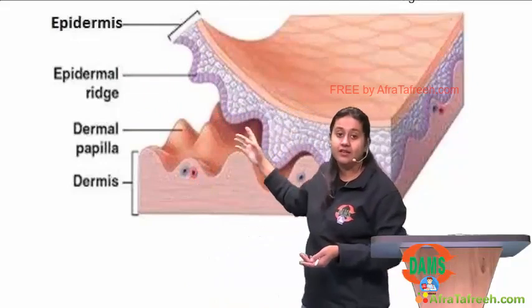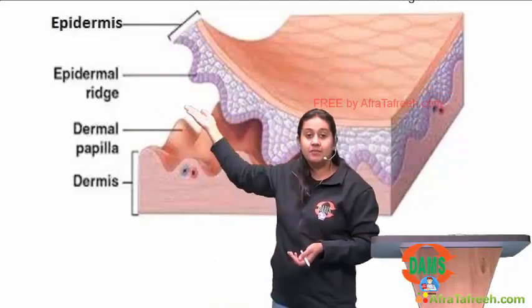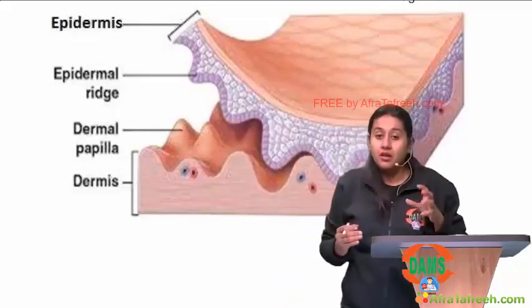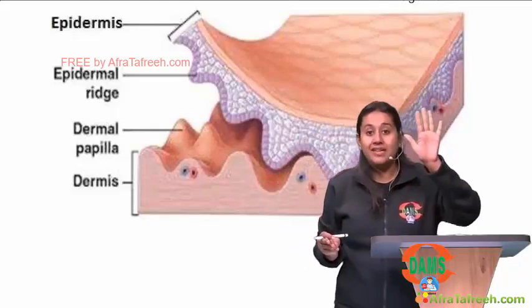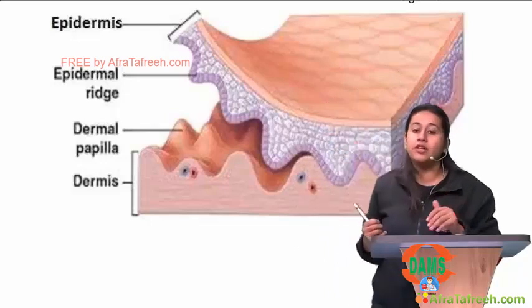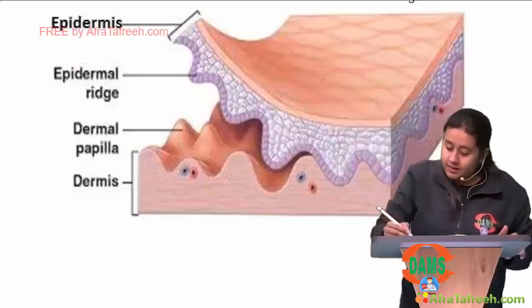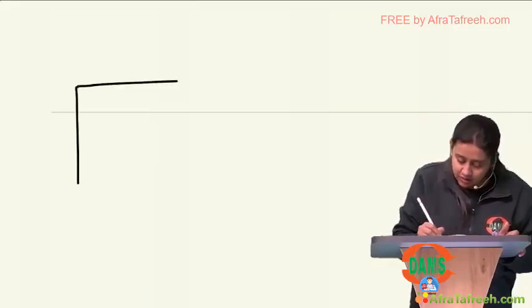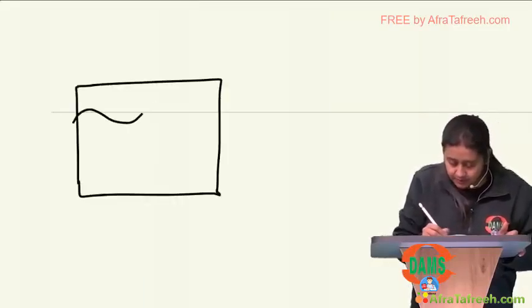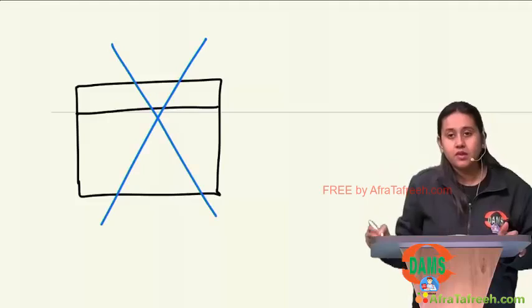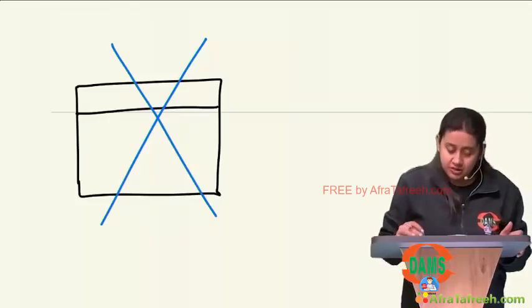If you look at the dermis here, you can see that there are some projections which are going up. The part of the dermis which is going up is your dermal papilla. And the part of the epidermis which is going down is your rete ridges. So let me explain what exactly this image shows. Now the dermoepidermal junction is not smooth like this. You never see a dermoepidermal junction like this. Then how is our dermoepidermal junction? It is like this.